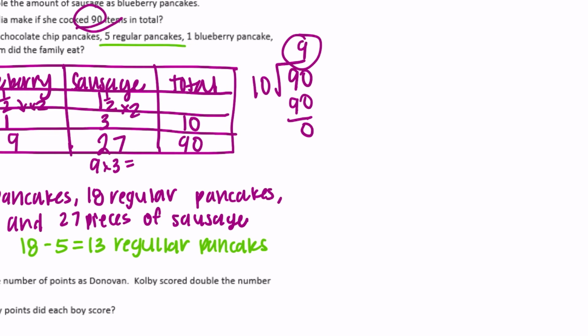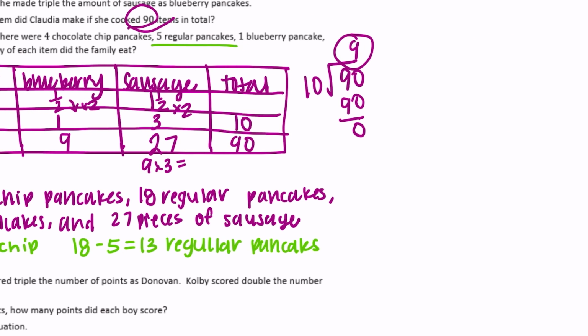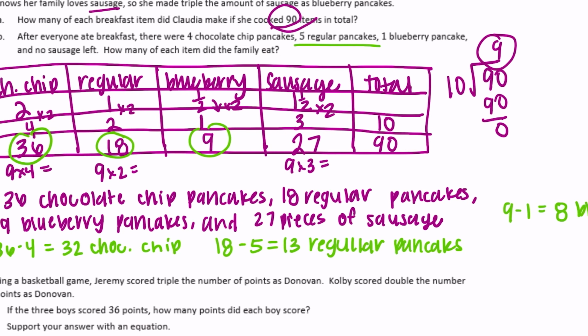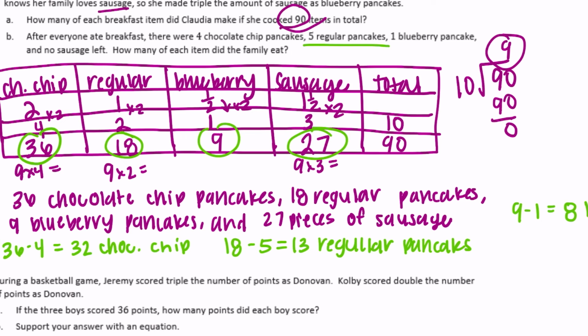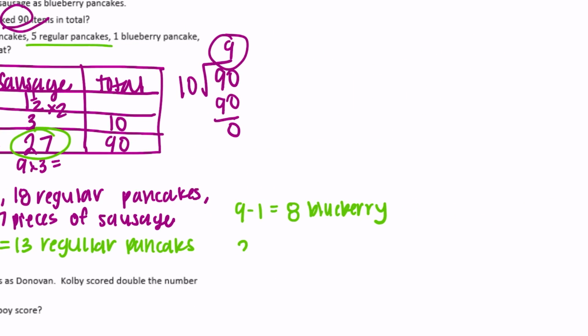There was 1 blueberry pancake left, and they started with 9. So 9 minus 1, they ate 8 blueberry. And then sausage, they started with 27 pieces of sausage, and there was none left. So they ate all of the sausage. 27 minus 0 would be 27 sausage.